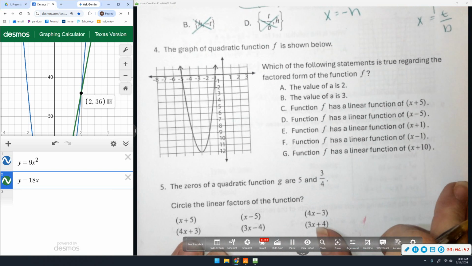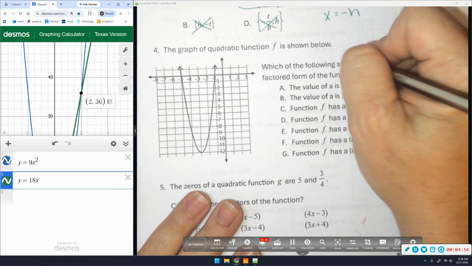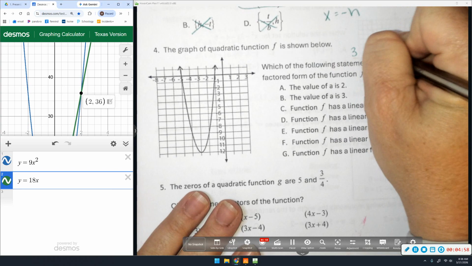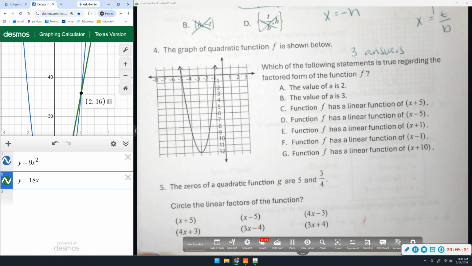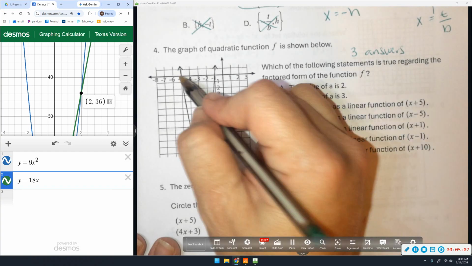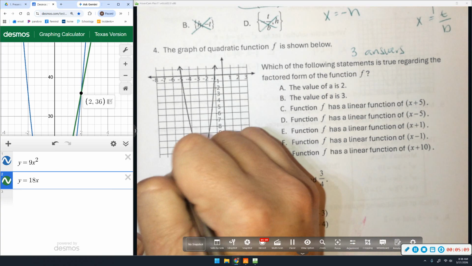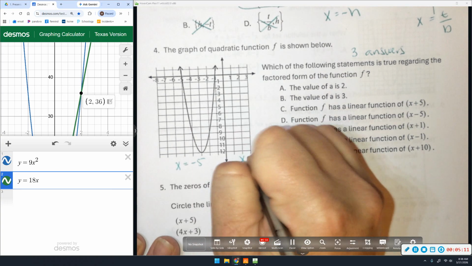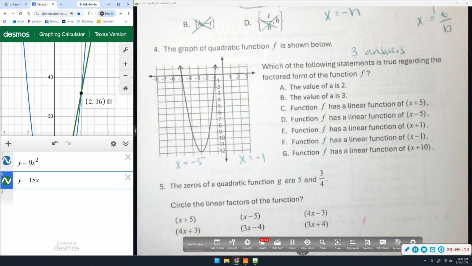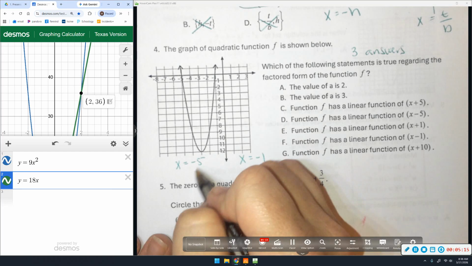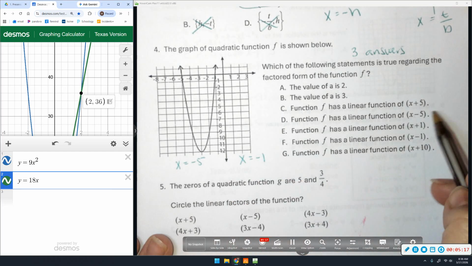Okay, number 4, it says, which of the following statements is true? I want you to know there are 3 answers. Okay, so I'm going to find my solutions because it wants to know the factors, so I can use my x-intercepts to find those. So I know x equals -5, and x equals -1. And I can get them set equal to 0 again to find my factors.